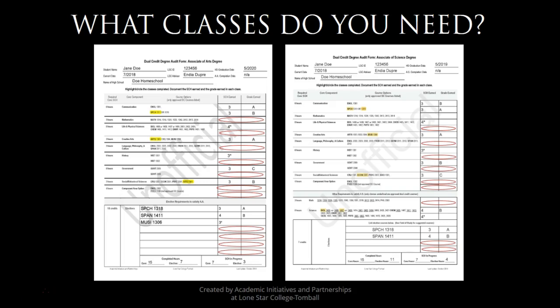Okay, so finally, if we're reviewing the entire audit form, one of the things you want to ask yourself is, what classes do you need? Whether you are pursuing the Associate of Arts degree or the Associate of Science degree, when you review your audit form, you want to look for the blanks where these red circles are. These will not be on your actual audit form, but this is just to let you know how close you are to being core complete or to completing your entire associate's degree. So that is the last thing that you need to look at on the audit form.